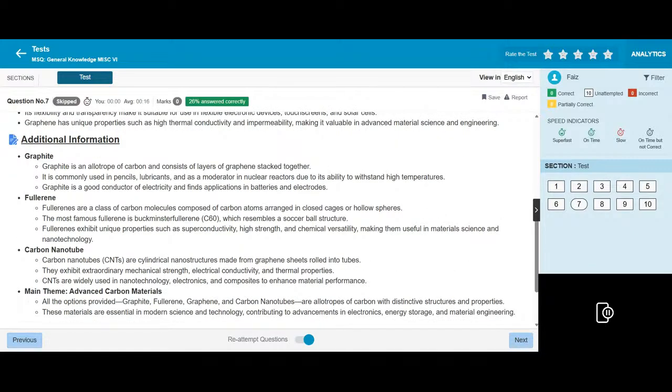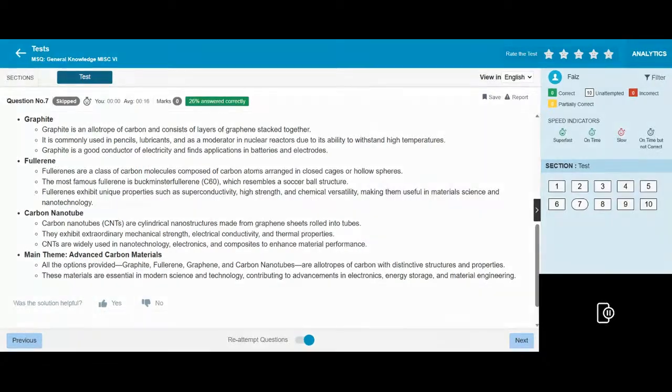Graphite is an allotrope of carbon and consists of layers of graphene stacked together. It is commonly used in pencils and as a moderator in nuclear reactors due to its ability to withstand high temperatures. Graphite is a good conductor of electricity.